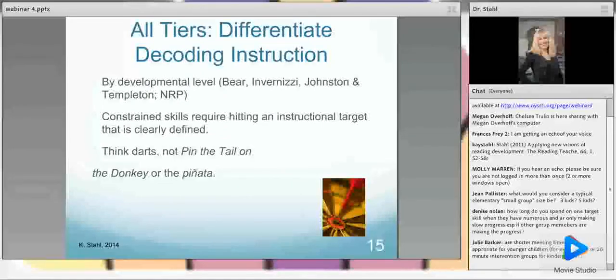So first of all, in the tiers, decoding instruction must be differentiated. I recommend that you determine where children are, and this can be done in Tier 1 by a very simple spelling test. The Bear, Invernizzi, Johnston, and Templeton Words Their Way test is a very quick spelling test. It's a treasure trove of information. It's a quick class-wide spelling test.